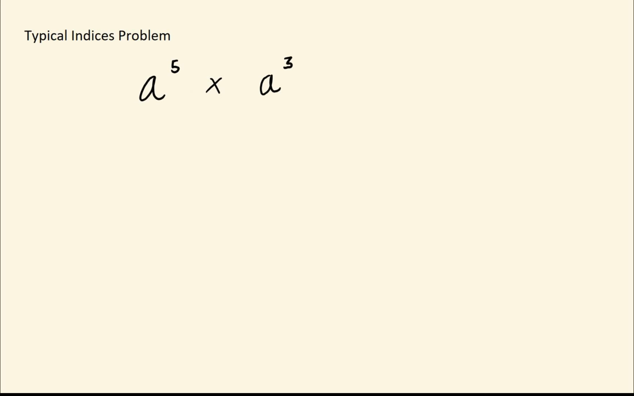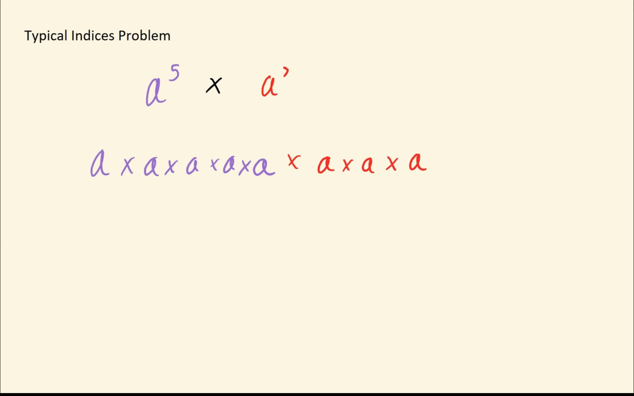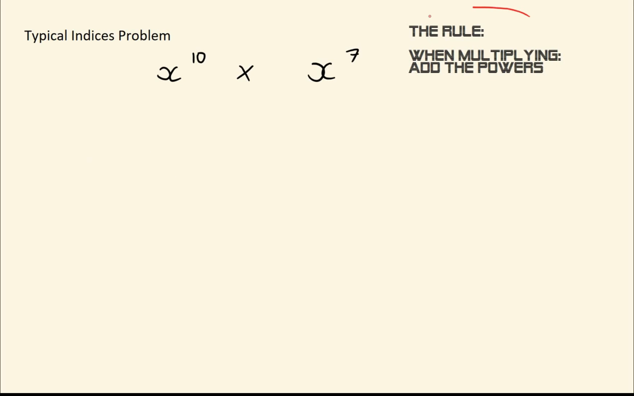Just do one more this way. So I'll do the first one in red. A to the 5 means I'm going to have 5 a's multiplied together. A to the 3 means I'm going to have 3 a's multiplied together. It makes perfect sense. If I've got 5 a's here and I've got 3 a's here, then altogether I have 8 a's. And that takes us to our key rule that when we multiply, we want to add the powers together.